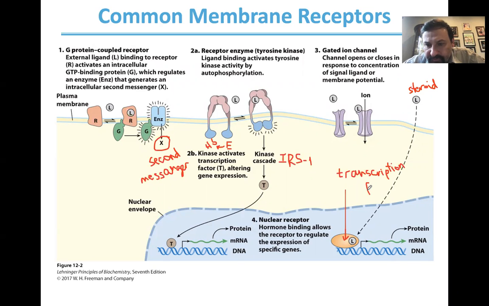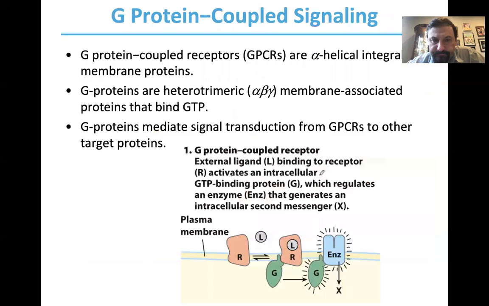You know transcription factors are molecules, proteins, which can cause the expression of particular genes. And so here we have the messenger RNA and a protein. All right, so this is a representation of these kind of receptors using simple cartoons. All right, so let's look at G protein coupled signaling in more detail.